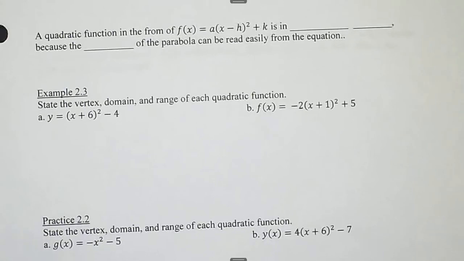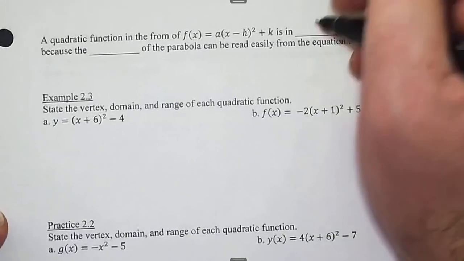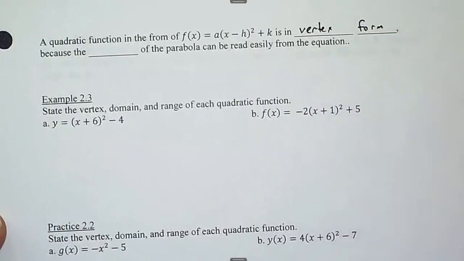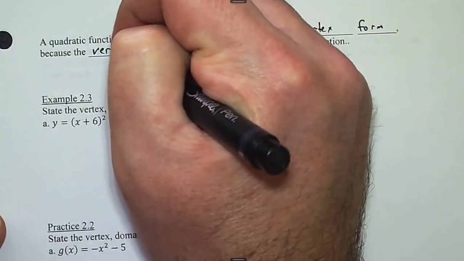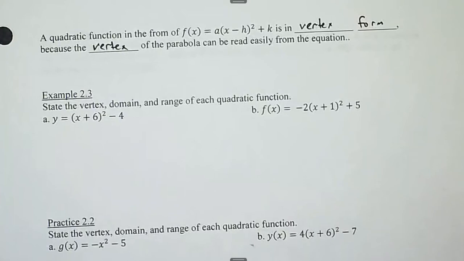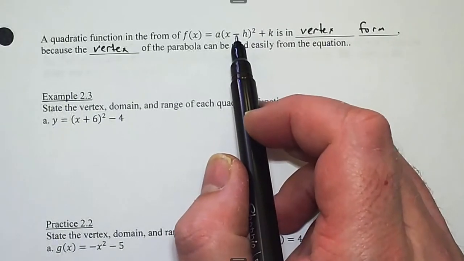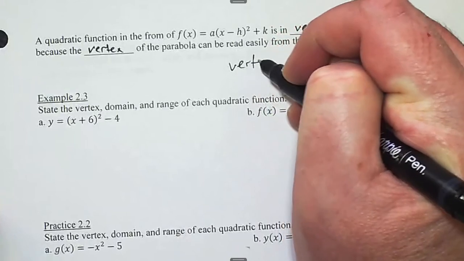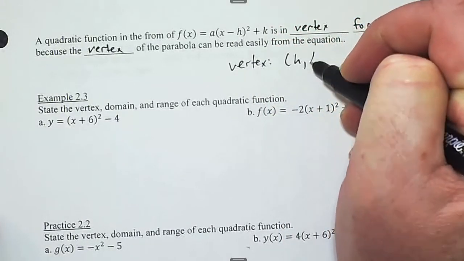All right. A quadratic function of the form f of x equals a times x minus h squared plus k is in vertex form because the vertex of the parabola can be read easily from the equation. The vertex is the opposite of that number. That's why it has a minus h. Vertex is usually described as the h comma k.